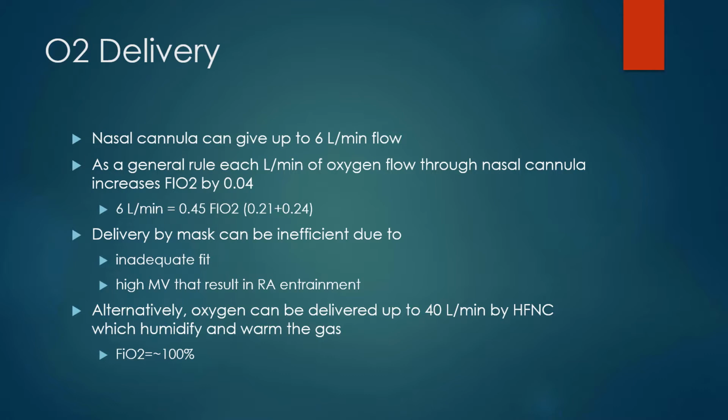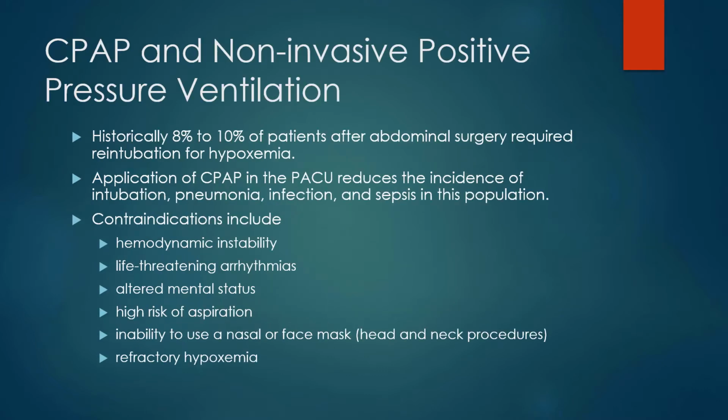We can deliver higher rates with masks, but even with a non-rebreather mask, we can have problems because of inadequate mask fit or high ventilation requirements that suck room air into it. But if we use a high flow nasal cannula, we can actually deliver as high as 40 liters a minute, and newer versions 60 and 90 liters a minute. And they humidify and warm the gas to almost 100% relative humidity and 37 degrees Celsius. These are much more efficient than the non-rebreather mask and can deliver almost 100% FiO2.